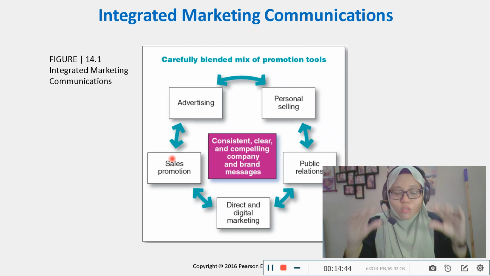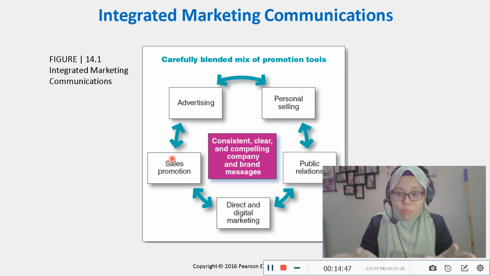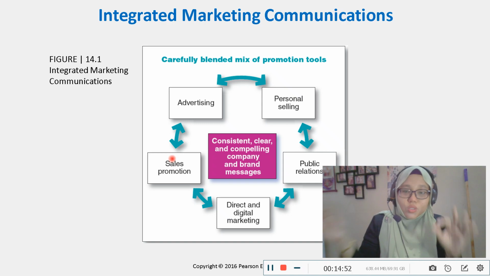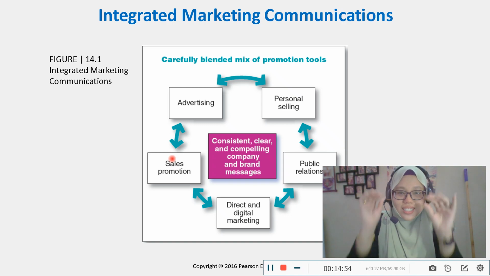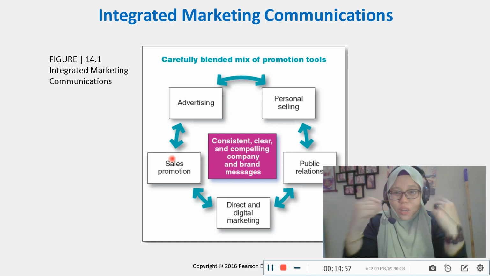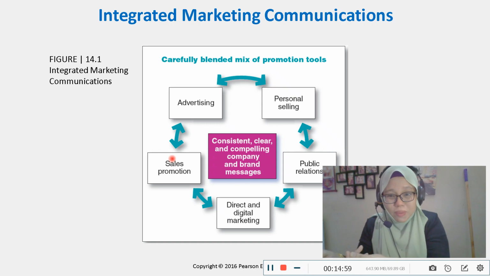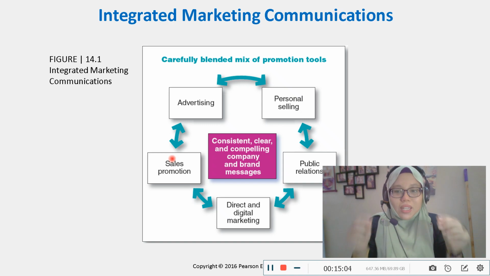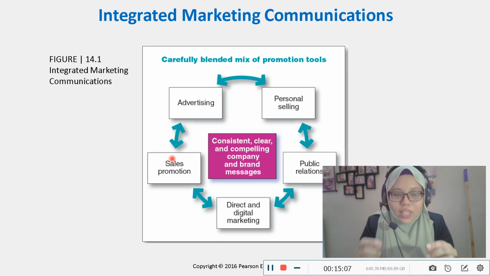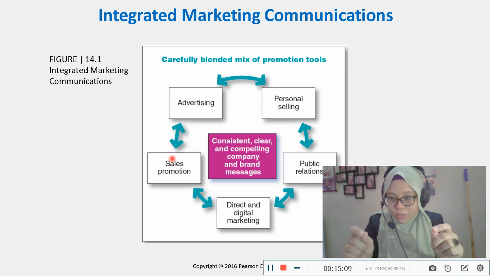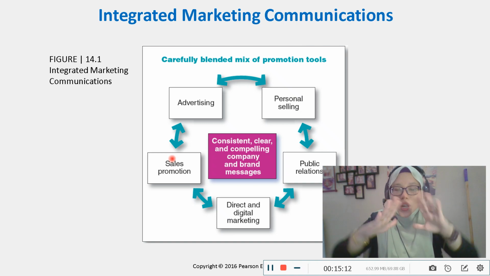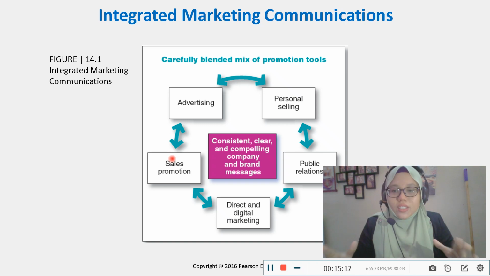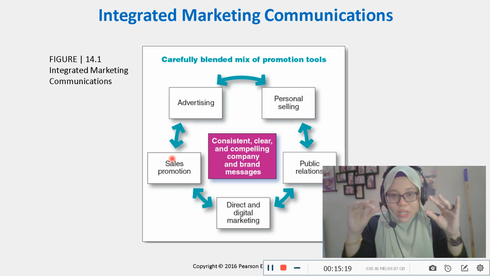If you would like to tell the customer that your product is a high quality product, which you cannot get from any other competitors, you need to make sure that the message is consistent when you want to advertise it, when you want to do personal selling, when you want to do public relation, when you want to do direct digital marketing, and also when you want to do sales promotion. It must be consistent so that it is more effective, because when it is inconsistent, your audience may get the wrong message about your product.